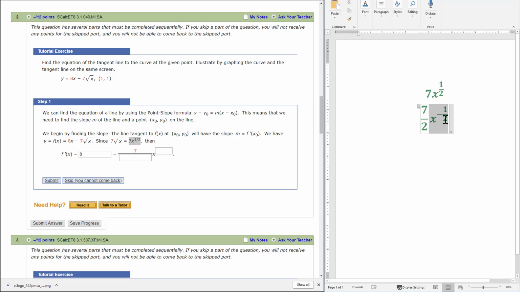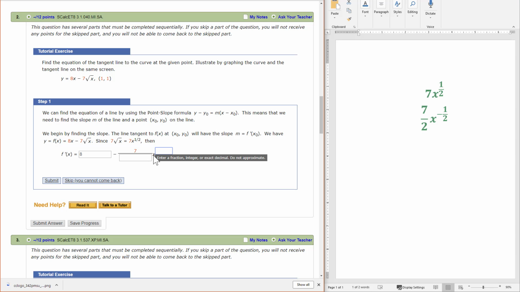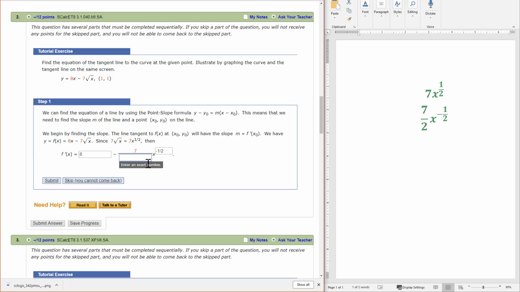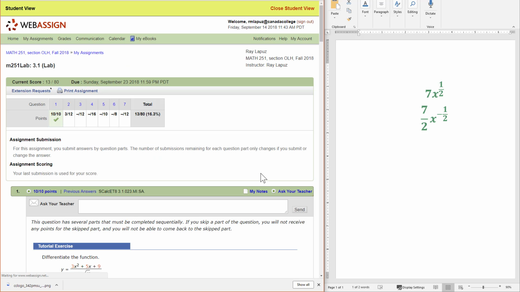Now x to the negative 1/2, well, we can write it here, so the power is going to be negative 1/2. And then we have a 2 in the bottom. We have a 2 here in the bottom, so we'll put the 2 down here. Okay. So that's the derivative.